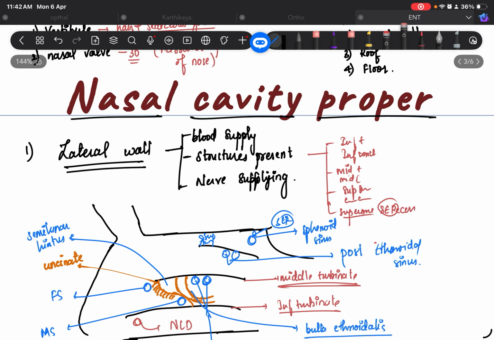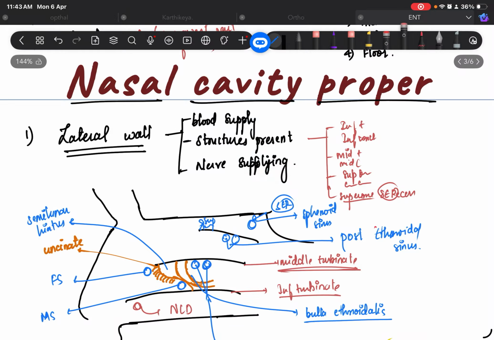Now coming to the nasal cavity proper. For the lateral wall we will see the blood supply, the structures present, and the nerve supplying it. The lateral wall contains the inferior turbinate or concha, inferior meatus, middle turbinate, middle meatus, superior turbinate, and superior meatus. The superior turbinate region is also known as the superior ethmoidal recess.